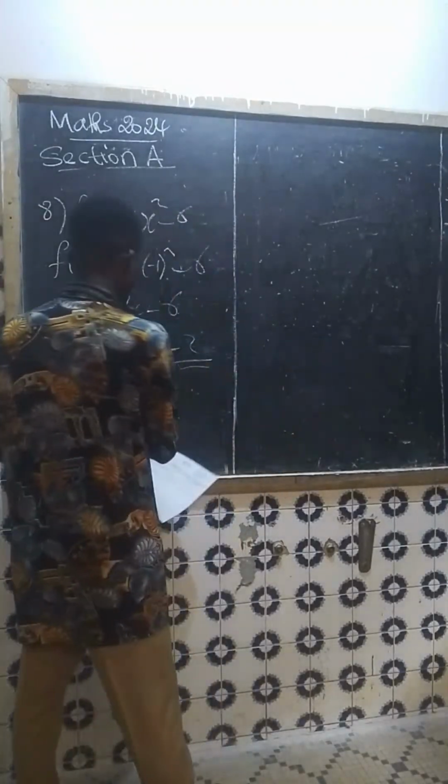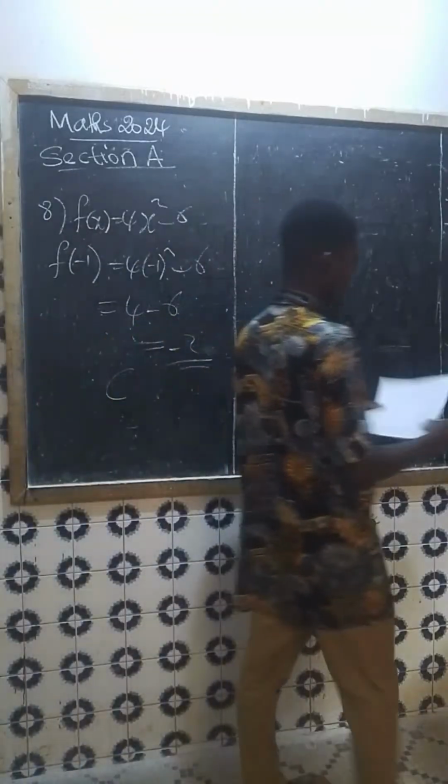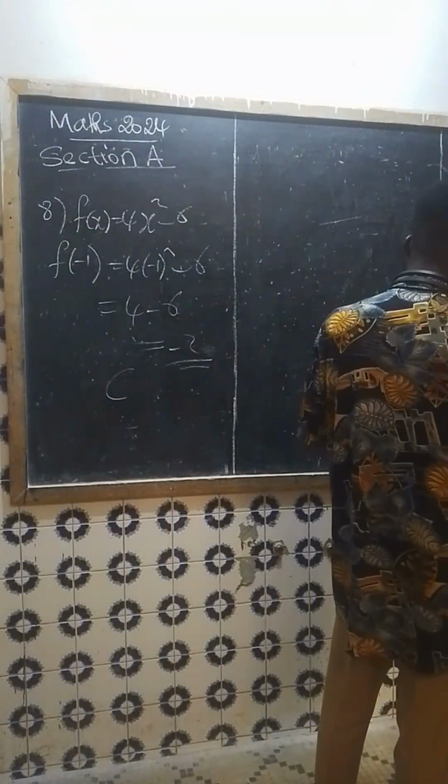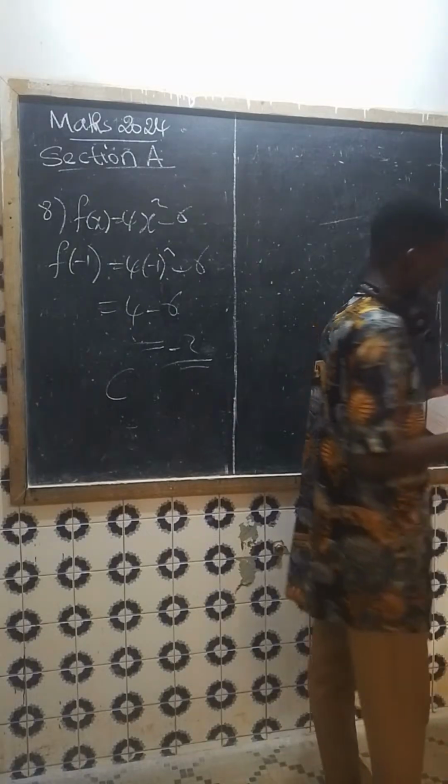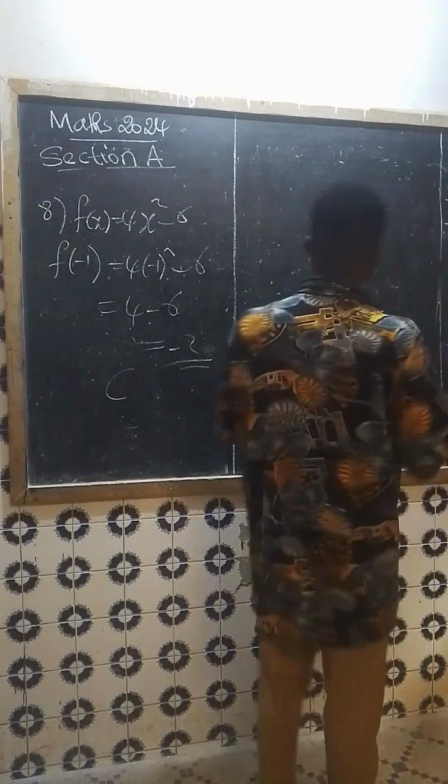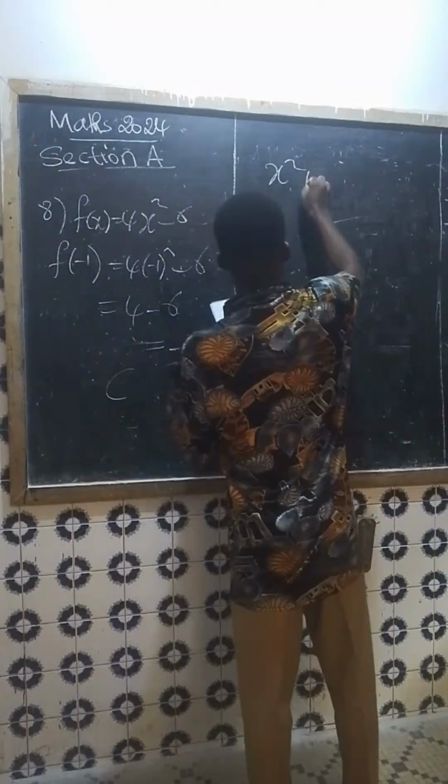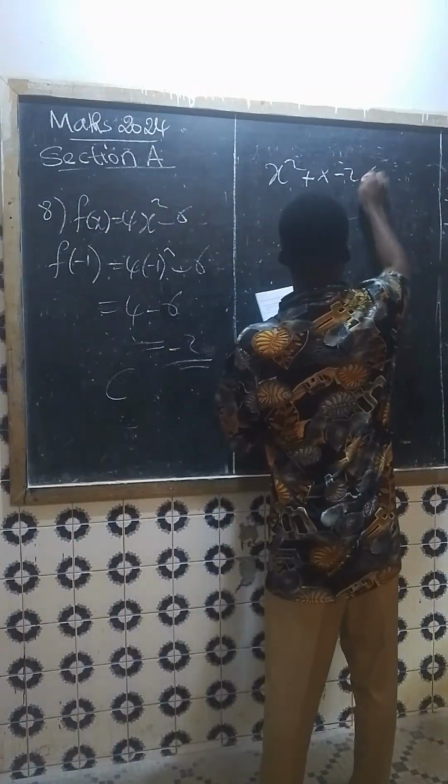The answer is C. Question 9. The range of values of x that satisfies this inequality, x squared plus x minus 2 less than 0.